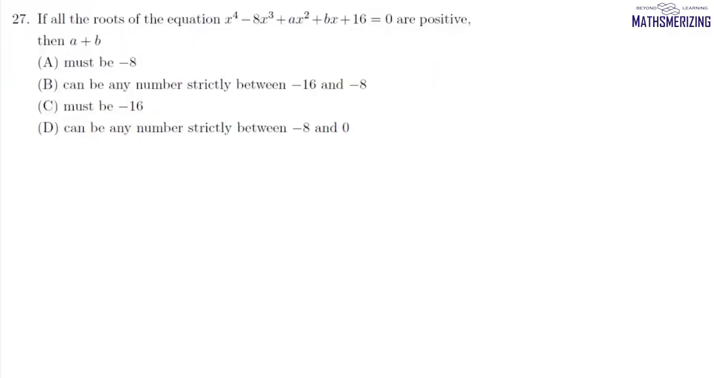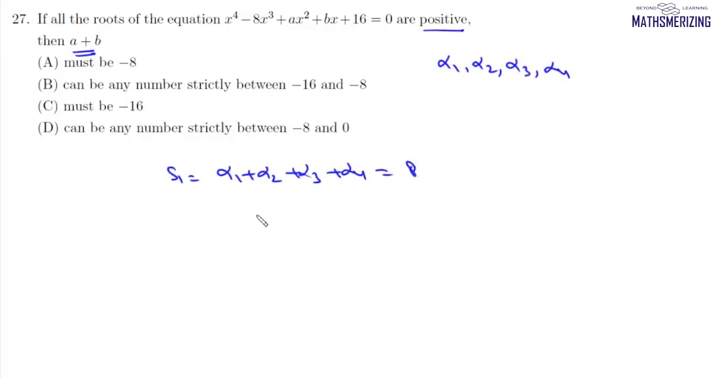Now in question number 27 it says if all the roots of the equation are positive, then the value of a plus b is. Now suppose the roots are alpha 1, alpha 2, alpha 3 and alpha 4. We can write S1, which is alpha 1 plus alpha 2 plus alpha 3 plus alpha 4, and this value will be equal to 8. Now we find the arithmetic mean of roots. This arithmetic mean of roots will be simply 2.